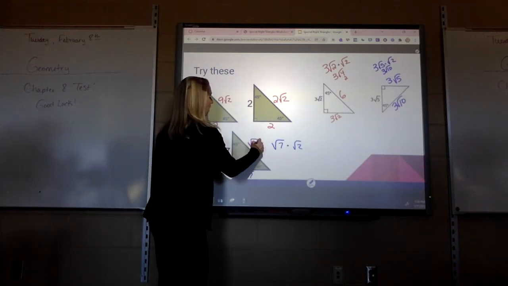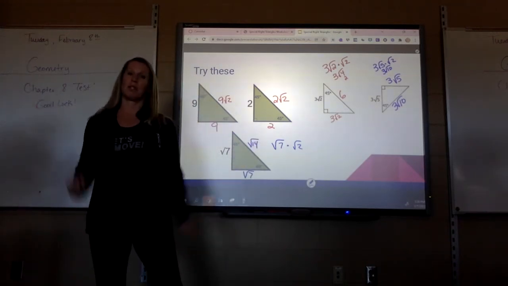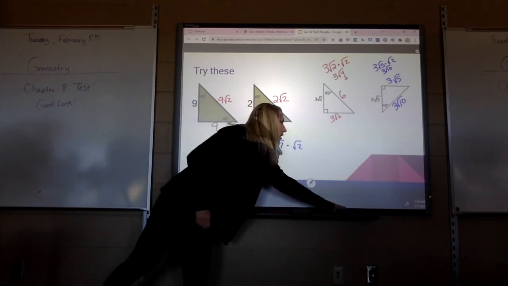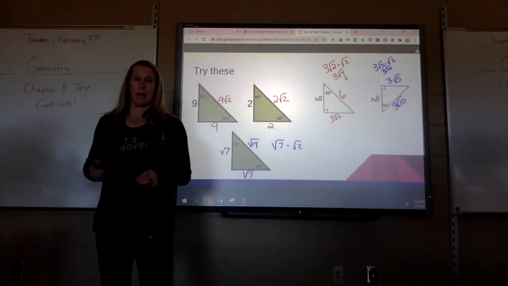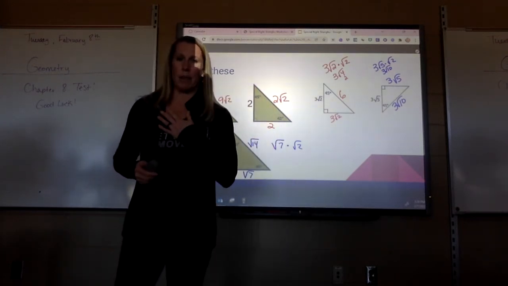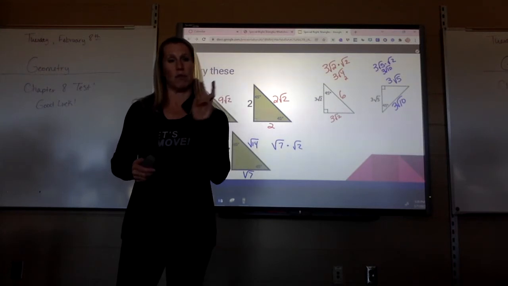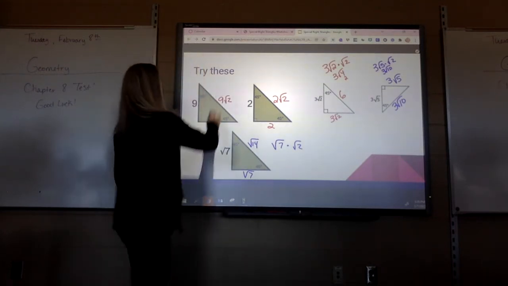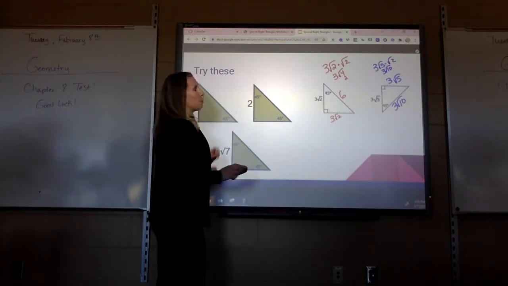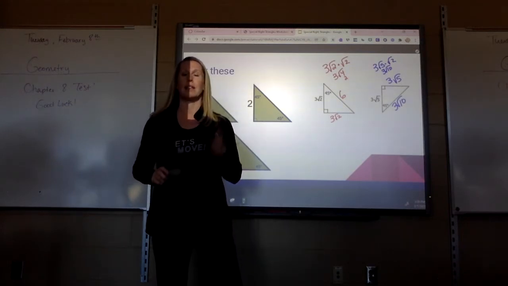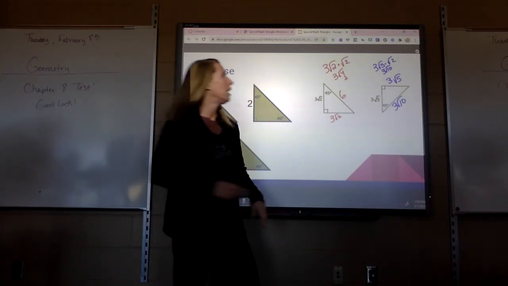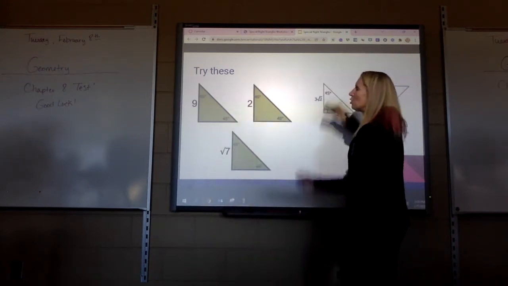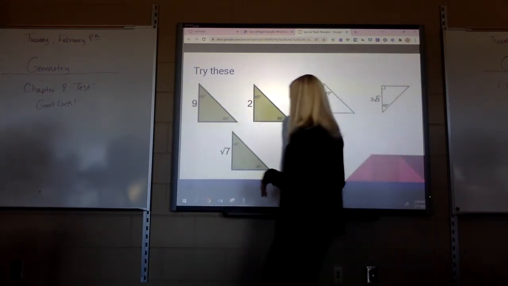Radical 14. That's not a perfect square, so we just leave it. So legs are always the same on a 45, 45, 90, and I remember that because two angles are the same. So if two angles are the same, the two legs are the same. The hypotenuse is always the leg times radical 2, and I remember that because there's two 45 angles.